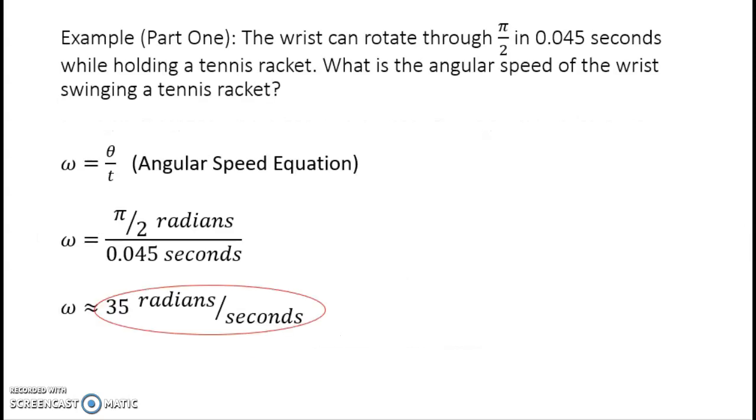Now if we look at this one, the wrist can rotate pi over 2 in 0.045 seconds while holding a tennis racket. What is the angular speed of the wrist swinging a tennis racket? Okay, so we're looking for angular speed, so that's why we're using omega is theta over t. Well, your theta would be this pi over 2. So pi over 2 divided by what time? Well, 0.045 seconds. Divide those two, which you get approximately 35, and that will be your final answer for your angular speed.